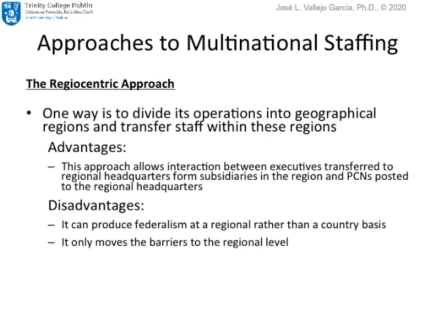And this approach has the advantage that it allows interaction between executives transferred to regional headquarters from subsidiaries in the region and parent country nationals posted to the regional headquarters. Disadvantages: it can produce federalism at a regional rather than a country basis. It only moves the barriers to the regional level. Okay, so we have different approaches here. The first one was the ethnocentric approach. Second, polycentric approach. Third is geocentric approach. And the fourth is regiocentric approach.